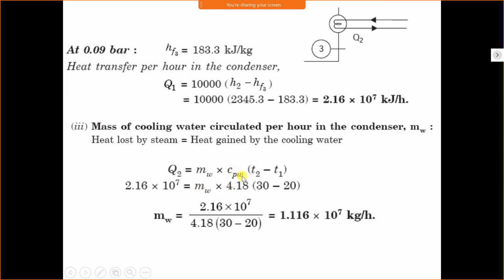Specific heat of water at constant pressure is 4.187. This is the standard value. Exit temperature of water is 30 degrees and inlet temperature of water is 20 degrees. It is given in the problem. Only the mass flow rate of water is unknown. Therefore, mass of water comes to be 1.116 into 10 to the power 7 kg per hour.